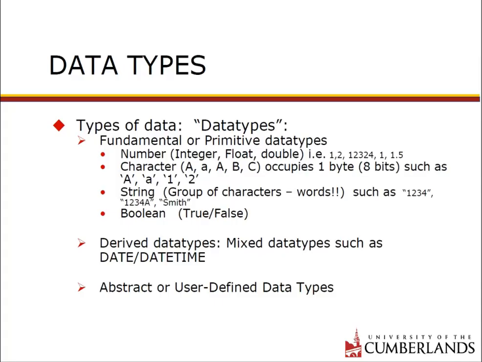The second category of data is derived data types, which combine primitive types. So the most common example is date time, which combines numbers to represent specific points in time. And finally, we have abstract or user-defined data types, which are custom structures that developers create for specific business needs.